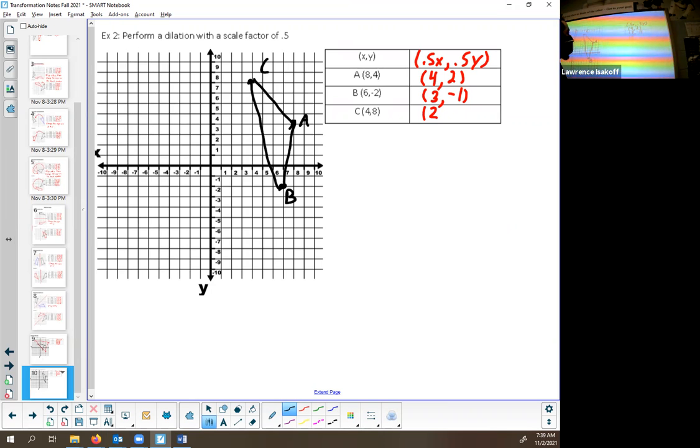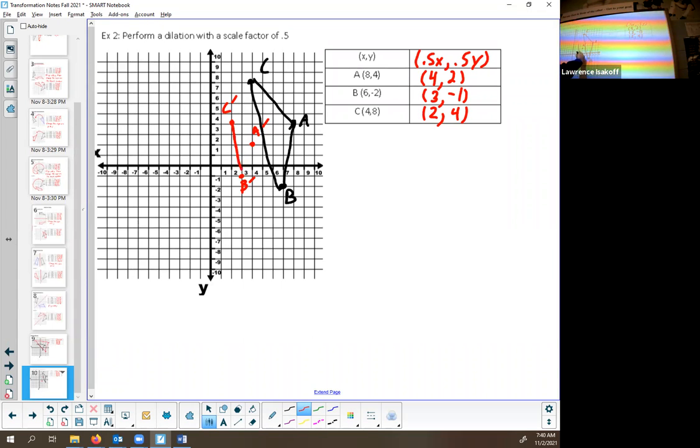My board's getting a little spotty at places and it just looks like a negative in front of that 8. So half of 8 will be 4. So now I've got the point 4 comma 2. That's A prime. 3 comma -1. That's B prime. And then C prime is 2 comma 4. So that is C prime.